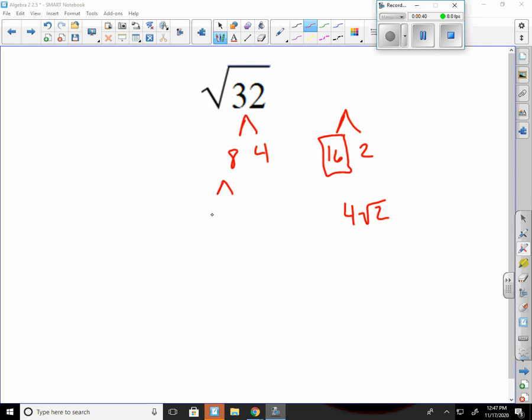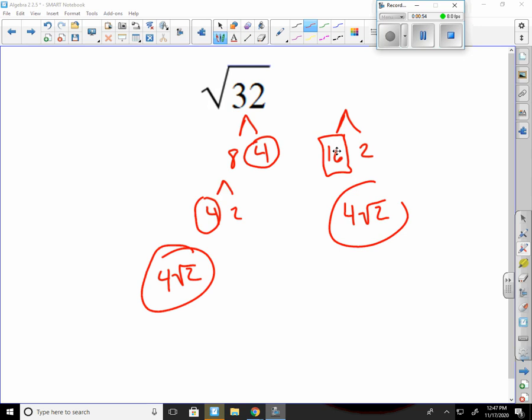Coming over here, I could have broken that 8 down to 4 and 2. Now I have a pair of 4s. Those come out in front. And then it's the square root of 2. So it's the same answer either way. The only difference is on the first one, I found it a lot faster.